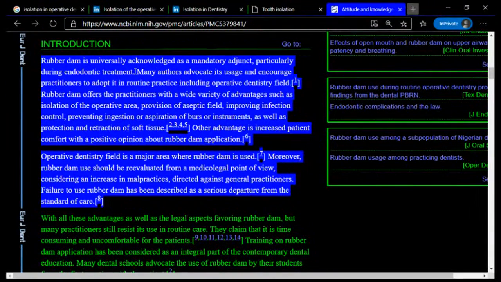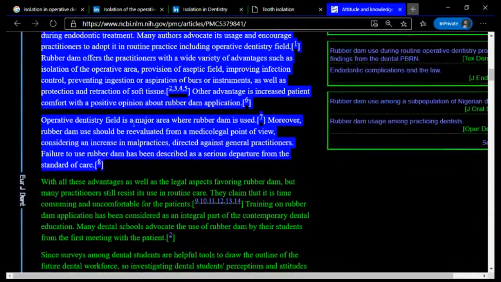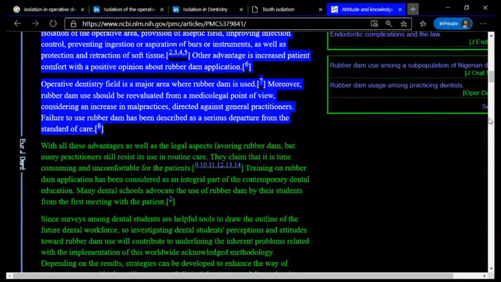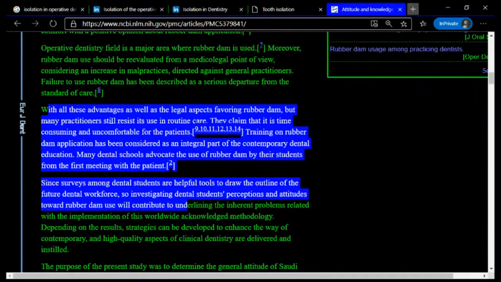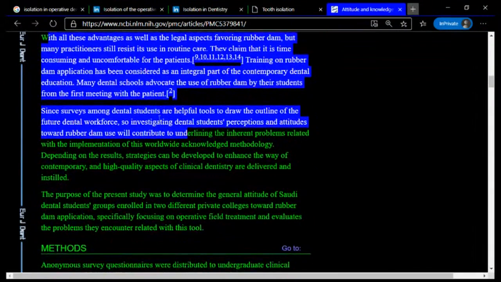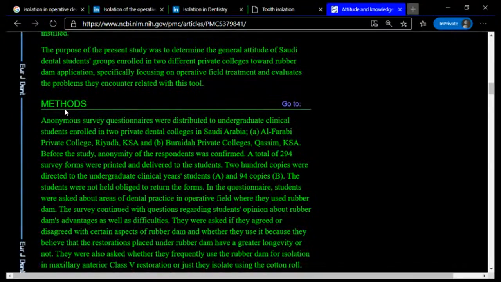Rubber dam is universally acknowledged as a mandatory adjunct, particularly during endodontic treatment. Many authors advocate its usage and urge practitioners to adopt its routine practice for field control and prevention. This is all about the rubber dam here, with all these advantages as well as legal aspects favoring it, but many practitioners will resist its routine use.